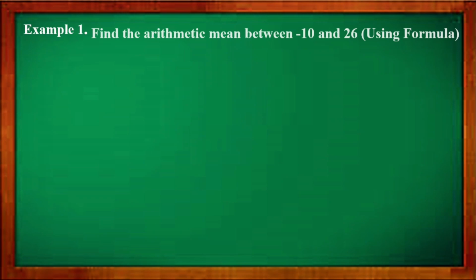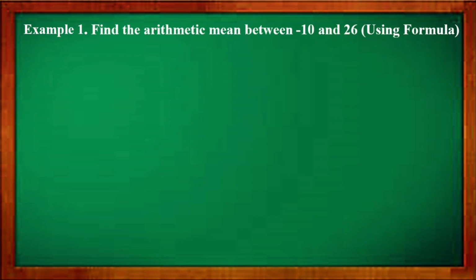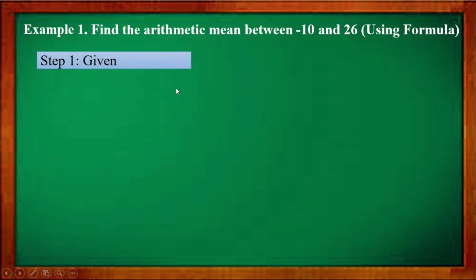Okay, let us have an example for arithmetic means. Example number 1: find the arithmetic mean between negative 10 and 26. So by using the formula which I discussed earlier, which is A sub 2 equals A sub 1 plus A sub 3 over 2, we will have to get the arithmetic mean between these numbers, which are negative 10 and 26. So first thing to do is to find the given values.